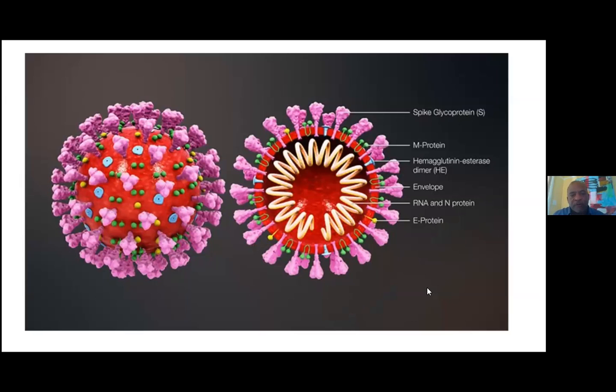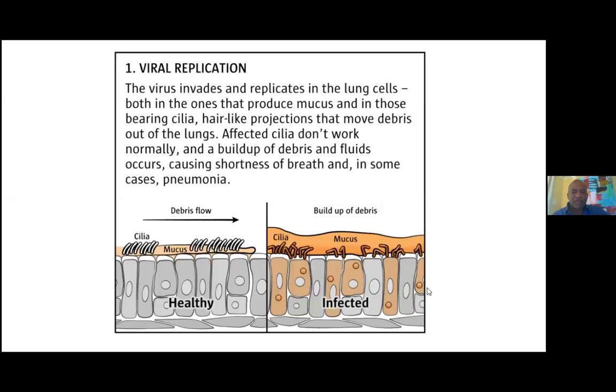SARS was a coronavirus. When you look at the structure of it, you can see that the RNA is inside, and it's an RNA virus, and those things on the outside help it attach to whatever host cell it's trying to target. Okay, so that's kind of the mechanics of the coronavirus.